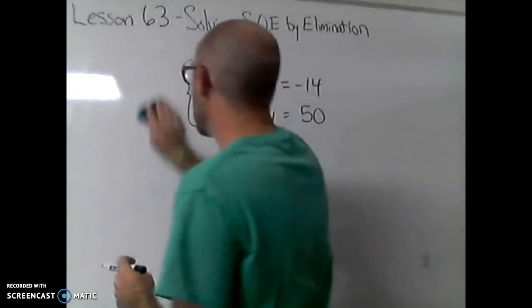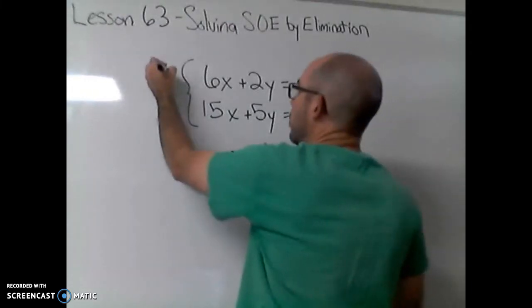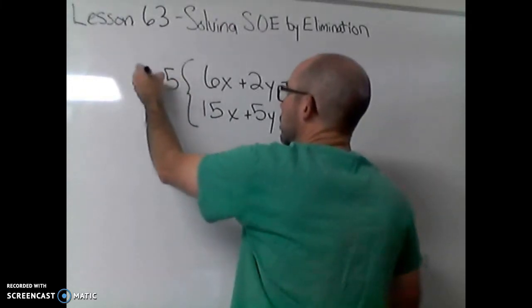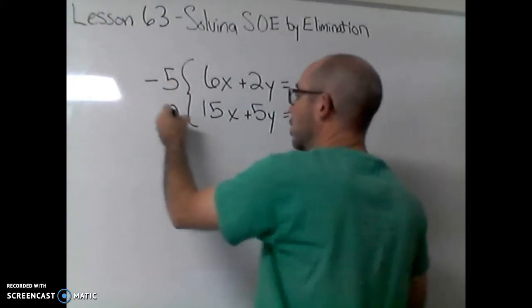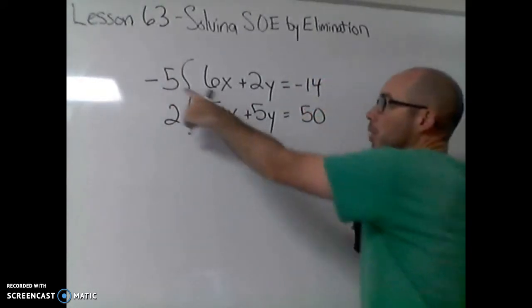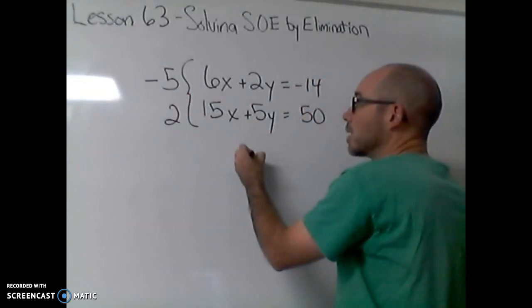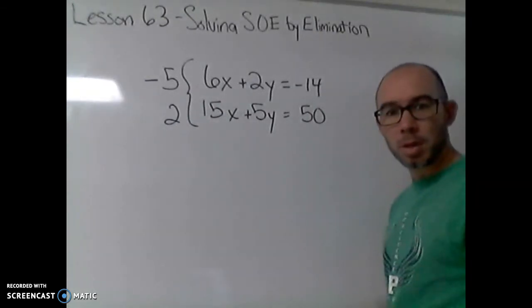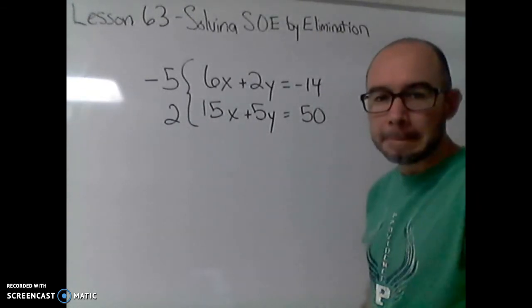Or we can multiply the top one by negative 5 and the bottom one by 2. In both cases, that will make the y's go away, and the signs will be different. So you might want to try that.